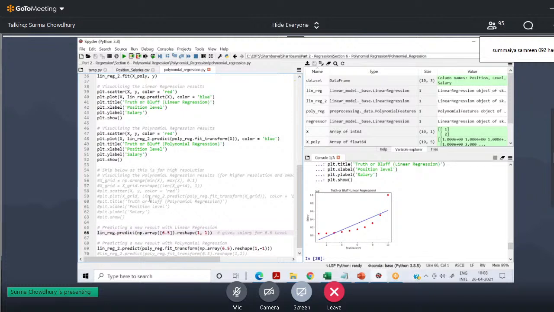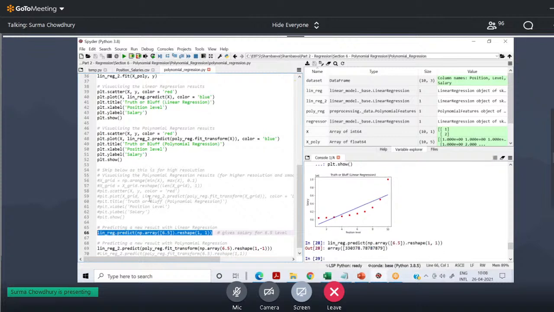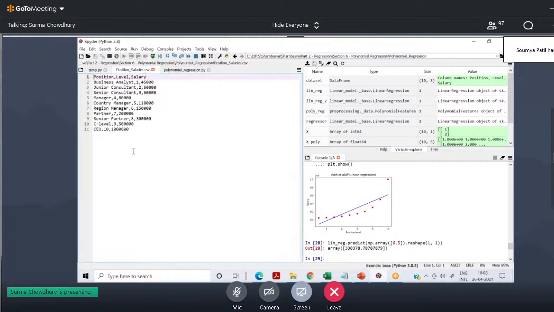This is showing that, from the linear regression model, please predict what the output value should be if my x value is 6.5. Now if I run this, you see the value: it comes to 330,000. Where is it coming? Even more than the senior partner level. It is coming to a little less than the C-level guy, right? So this model is not correct, because it is giving me a very wrong answer. That means my linear regression model is not working here.